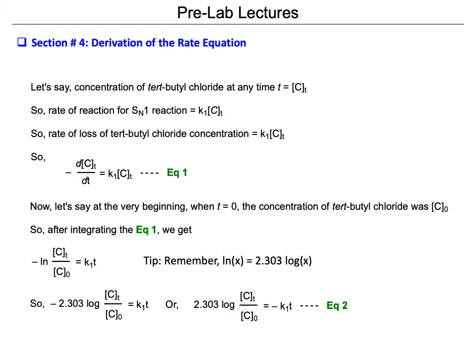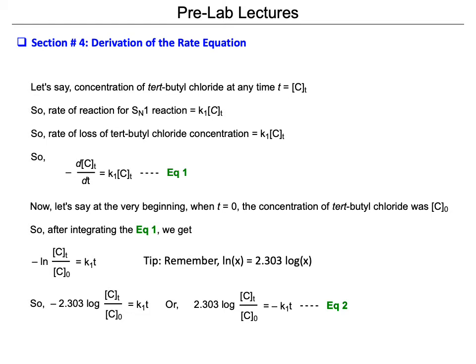So the rate of the loss of tert-butyl chloride is equal to K1 times the momentary concentration. We know that it means a differential equation: the rate of change of the concentration equals K1 times the momentary concentration of tert-butyl chloride. If we take the integral of both sides of the equality, we get minus ln, the natural logarithm, of the momentary concentration of tert-butyl chloride over the early concentration of tert-butyl chloride, which is equal to K1t. t is the time here.